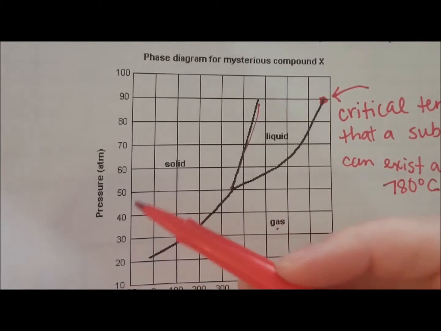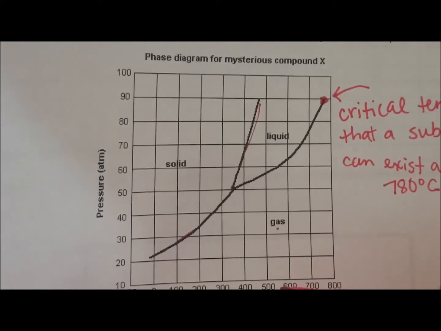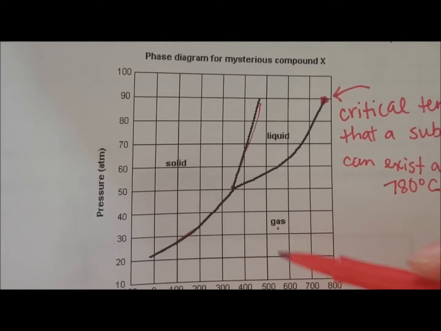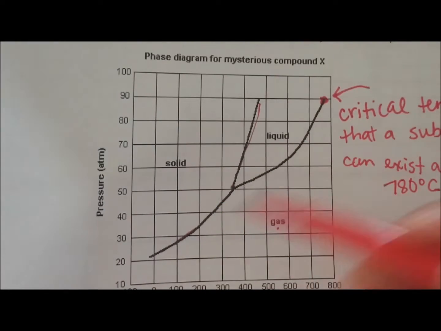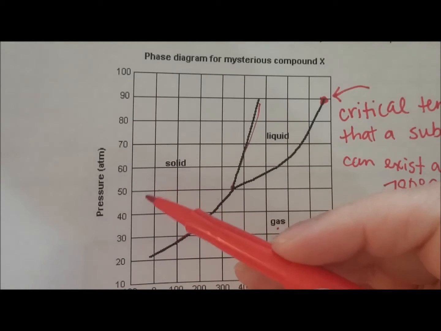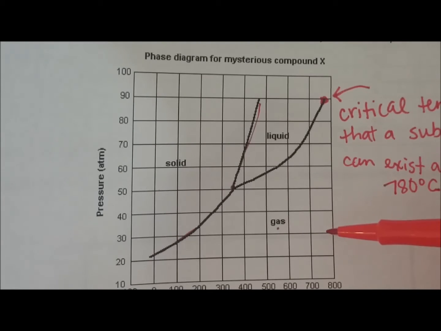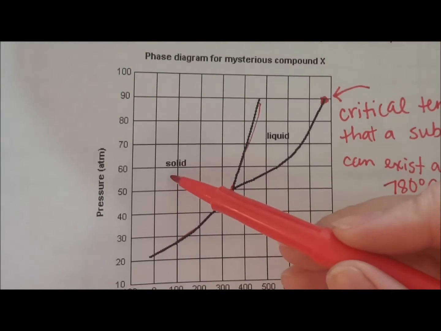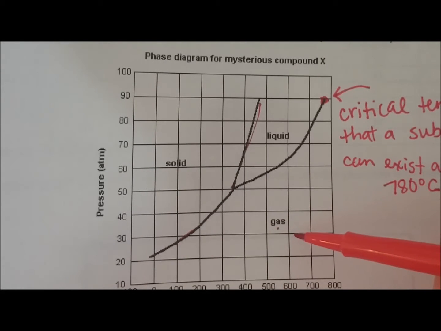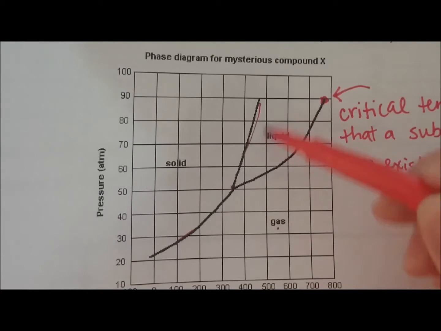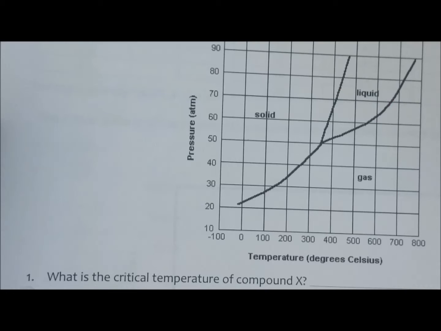So you see these labels: solid, liquid, and gas. If I didn't give them to you, the solid would be the left and highest most side. The gas would be to the right and the bottom most side, and then the liquid would be in between. Okay, so solid to the left, gas to the right and down, and liquid in between. Okay, so I'm going to label some things on the diagram for you.